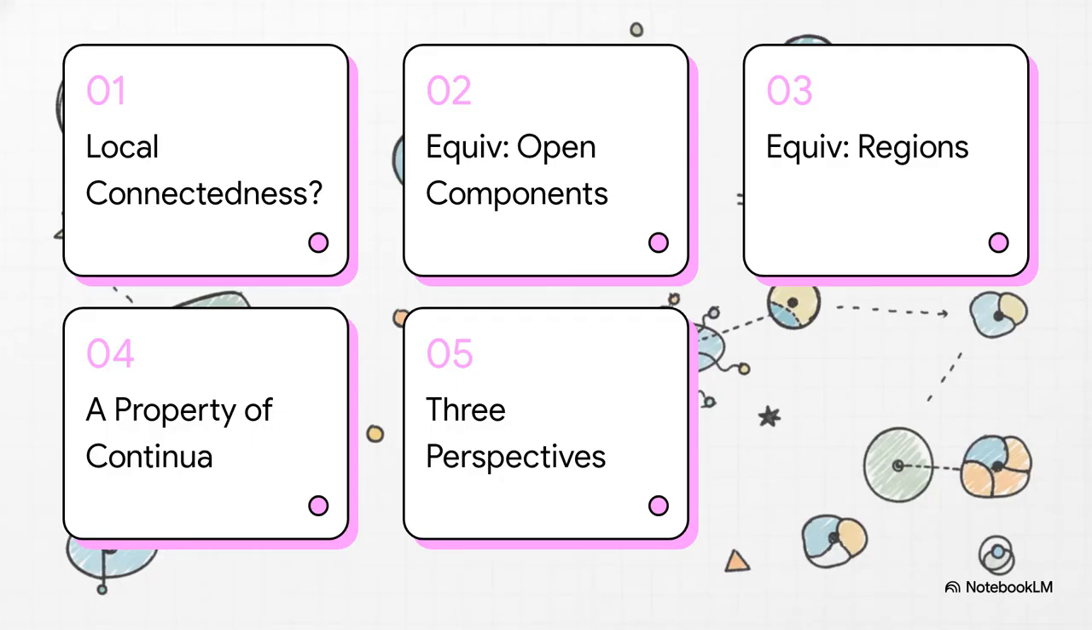So here's our game plan. We're going to kick things off with the core definition. Get that foundation solid. Then we'll unlock two really powerful equivalent ways to think about this concept. First, through something called open components, and then through regions. After that, we'll see how this property behaves in a special kind of space, a continuum. And finally, we'll bring it all home by tying all three perspectives together to see the full amazing picture.